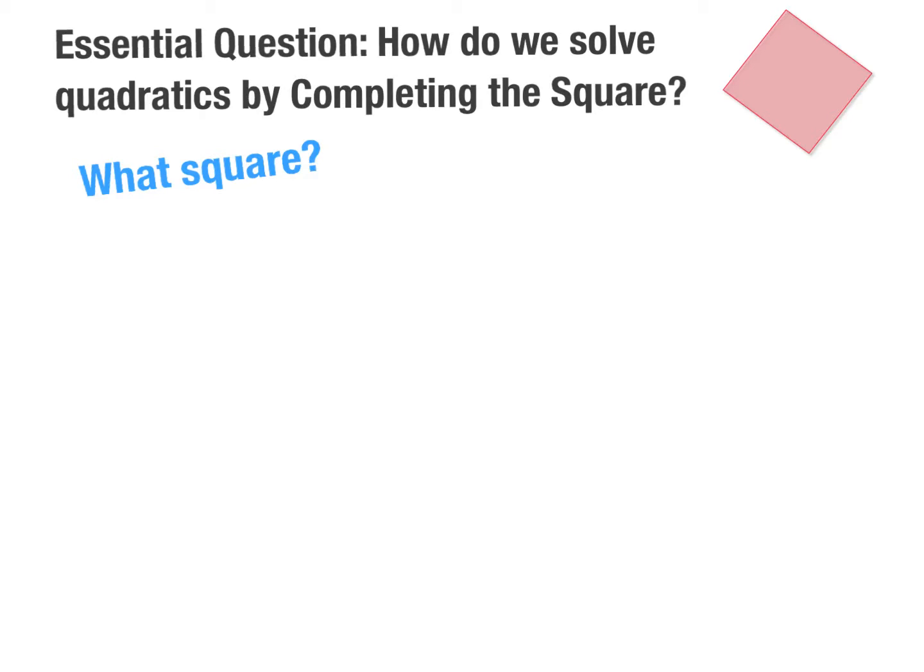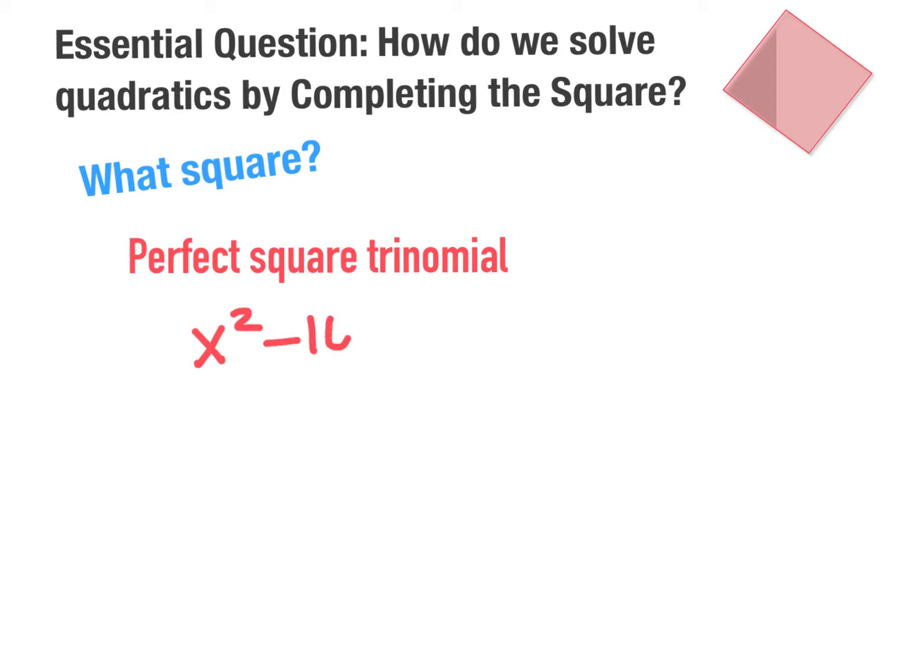We're looking at how do we solve quadratics by completing the square. Well, first of all, this doesn't make sense to most people because they're like, what square are you talking about? Well, we're talking about perfect square trinomials. And if you're still like, what's a perfect square trinomial? Those are the things like this, like x squared minus 10x plus 25.